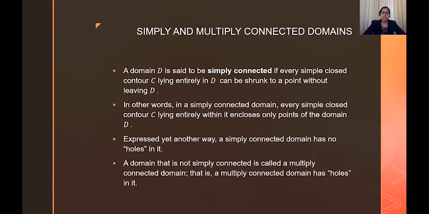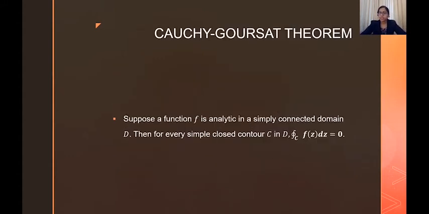So with this concept in our mind, we shall move on to our Cauchy-Goursat theorem. Basically Cauchy had introduced this theorem first. Cauchy stated that if the function is analytic in a simply connected domain and the function f dash, the derivative of the given function, is continuous, then for every simple closed contour C, the integral over C of f of z dz is 0. This was Cauchy's theorem.